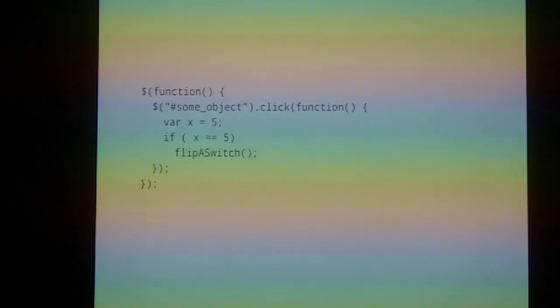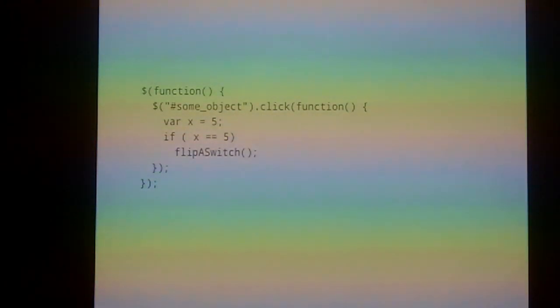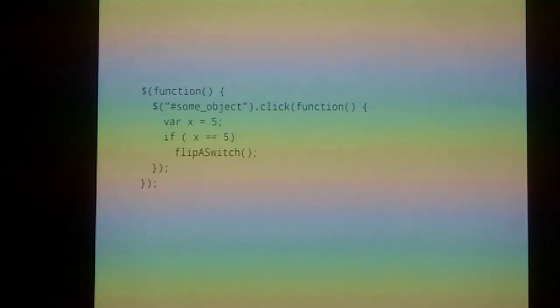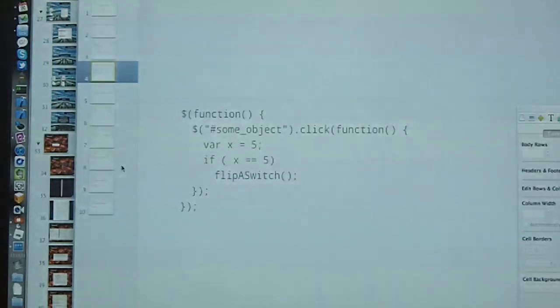Here's another example, right? Dollar function, right? Remember, dollar is short for jQuery document.ready. So the function inside here will be executed when the document loads. We're going to find the element with ID some object and give it a click handler, which is another function. We're going to declare some variable to sum the value and check to see if it's 5 and flip a switch. And I actually didn't get the chance to finish this, so I'm just going to write that function.